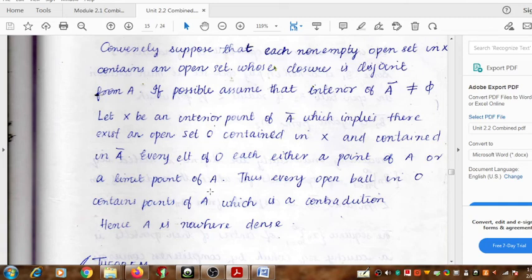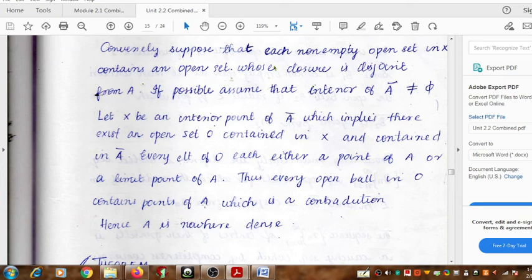But suppose the second situation is true, that it's a limit point of A. Since it's a limit point of A, every open ball must contain some point of A other than the point under consideration, the point C belonging to O. If that point is a limit point of A, then every open ball must contain some point of A other than that limit point. Then only can we say that it's a limit point of A.